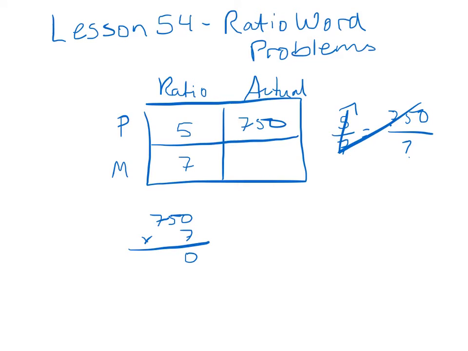7 times 0 is 0. 7 times 5, that'll be 35. 7 times 7, 49. So that'll be 5,250. Now we need to divide that by 5.